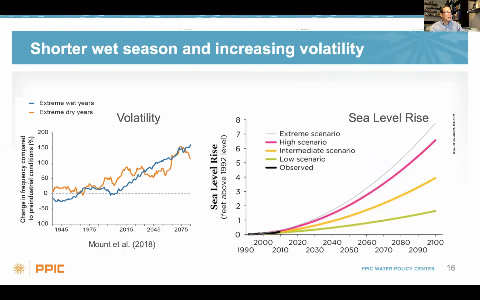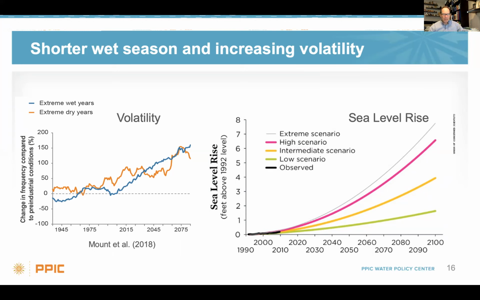The volatility question is something we're just starting to understand. What we're seeing is wetter wets and drier dries. So that's important because in wetter wets, when it's really wet, it's a gully washer, a frog choker, or whatever you call it in the South. No offense. You're unable to capture the water and store it because it has to run off into the ocean. You just can't build facilities to get it back in the ground or to store it in reservoirs. And the dry periods are getting drier.